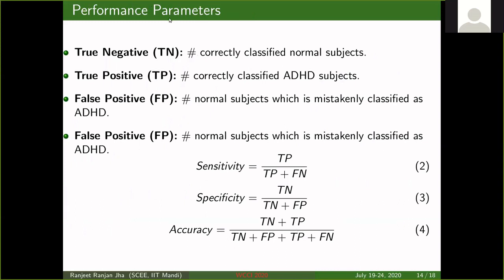Now come to the performance parameters. Here we have three performance parameters. The first one is sensitivity, that is true positive divided by true positive plus false negative. Then specificity, that is true negative divided by true negative plus false positive. Then we have accuracy.